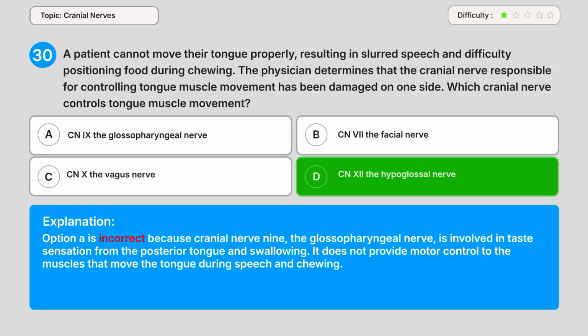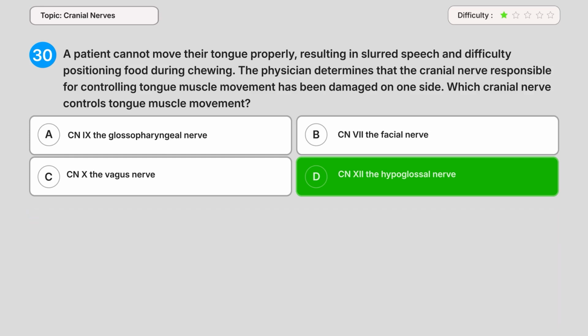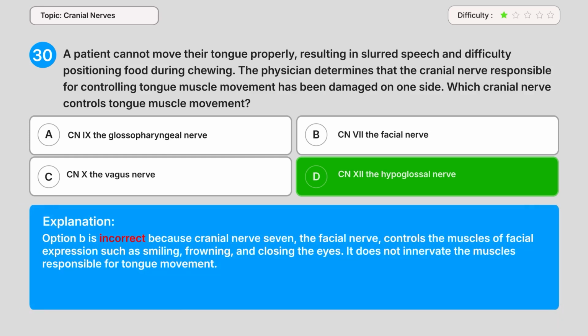Option A is incorrect because cranial nerve 9, the glossopharyngeal nerve, is involved in taste sensation from the posterior tongue and swallowing. It does not provide motor control to the muscles that move the tongue during speech and chewing. Option B is incorrect because cranial nerve 7, the facial nerve, controls the muscles of facial expression such as smiling, frowning, and closing the eyes. It does not innervate the muscles responsible for tongue movement.